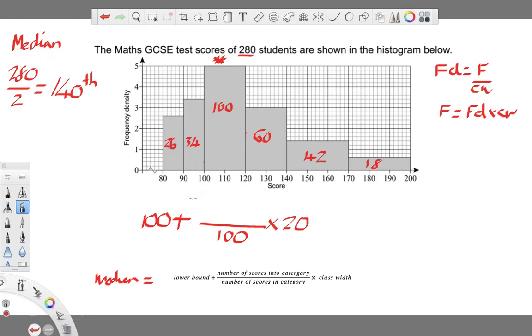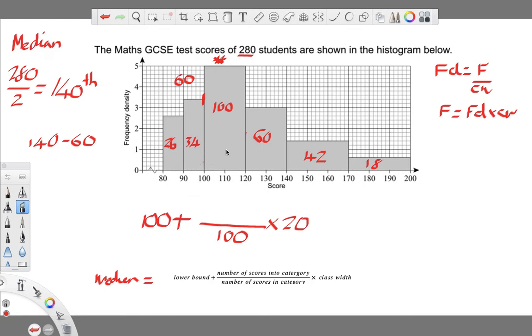So we're searching for the 140th value. Well, in this bar there was 26, in that bar there was 34. So up to this point here, there's been 60 values, and we want the 140th. So we want the number of scores into this category here. How are we going to find that? If we do 140 take away 60, that will give us the amount of scores into that category.